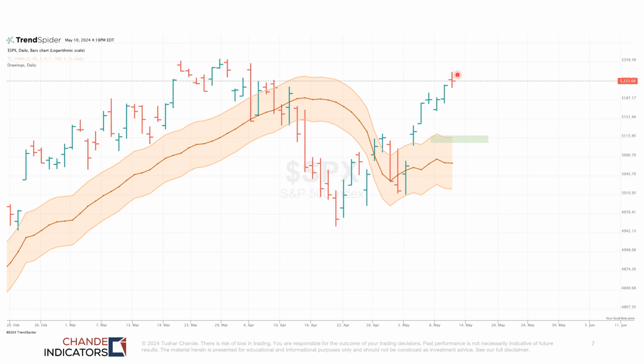We have a nice breakout outside the band, so we have a well-established uptrend, and a pullback should give us support around 5,100, let's say.